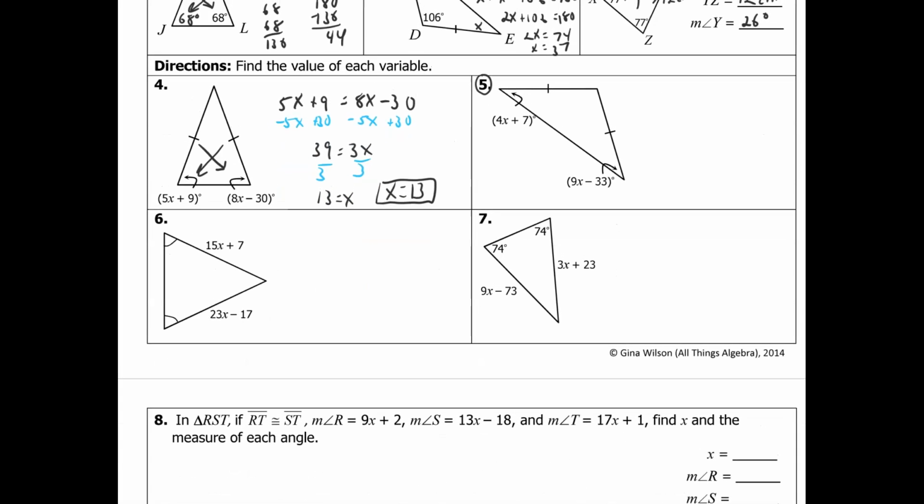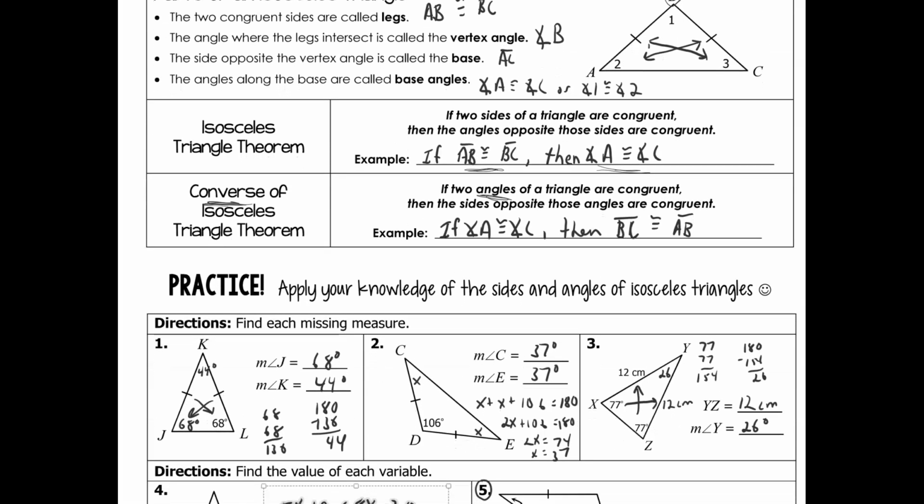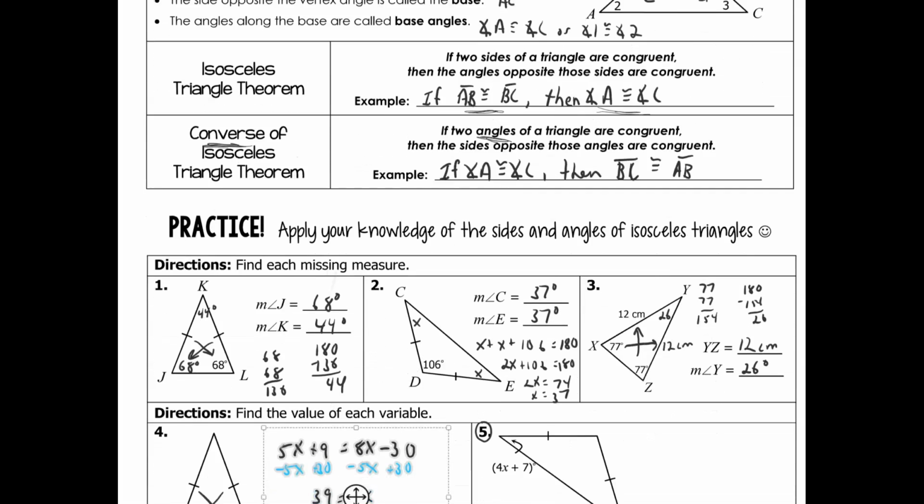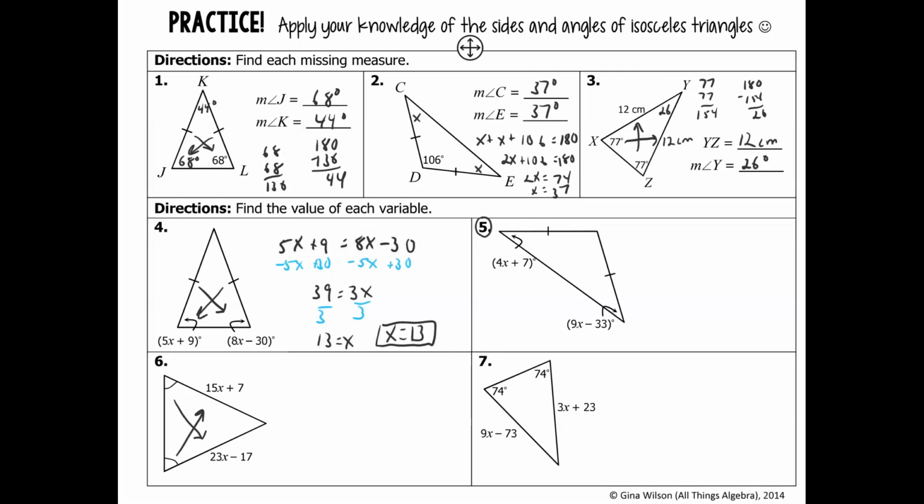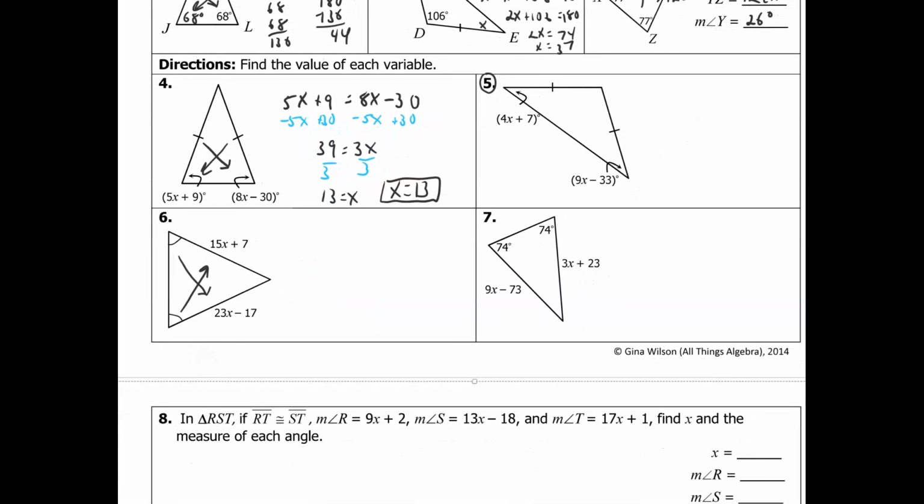Let's do number 6. So this time we're given the angles, that they're equal, and so we know that the sides across from them are equal. Notice that in the previous example, it's the sides that point to the angles that must be equal, and here it's the angles that point to the sides that must be equal. So the arrows go both ways, and that's why I have up here the arrows going both directions. Congruent sides means congruent angles, and congruent angles means congruent sides. So in this case, it's the sides that are equal, so we just set these two equal.